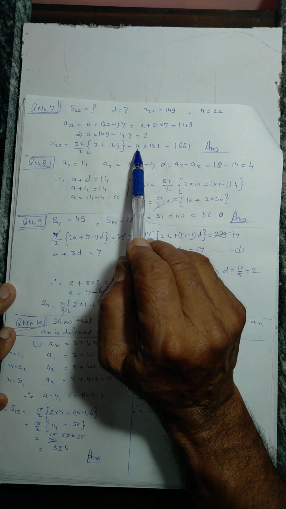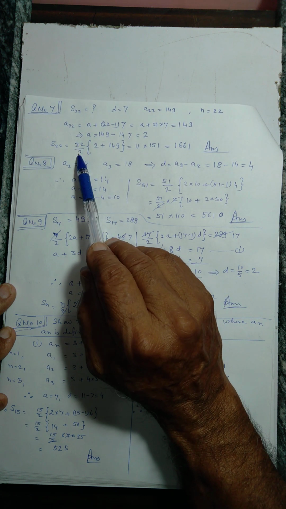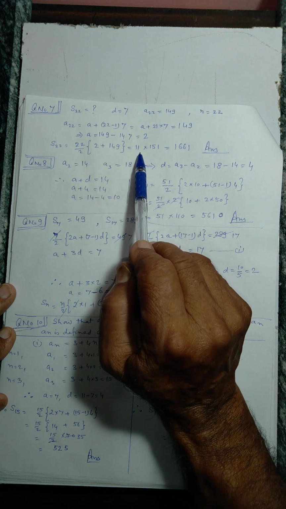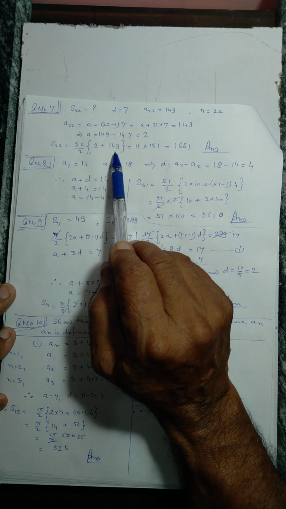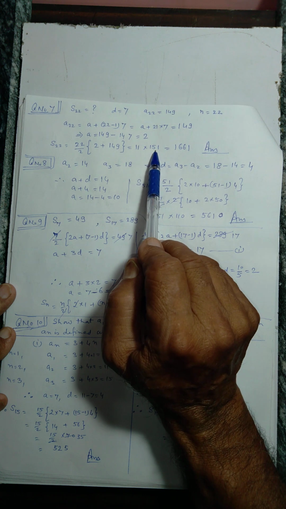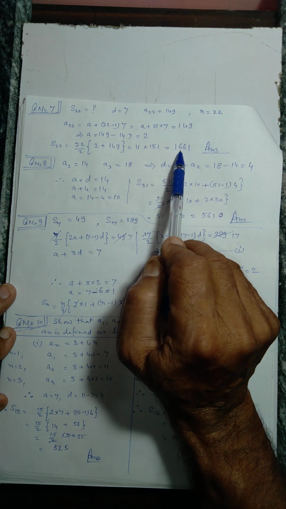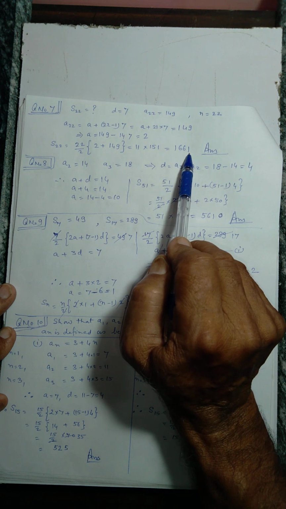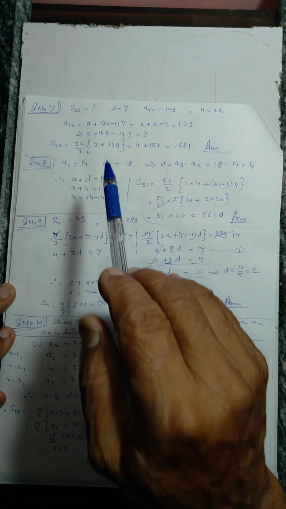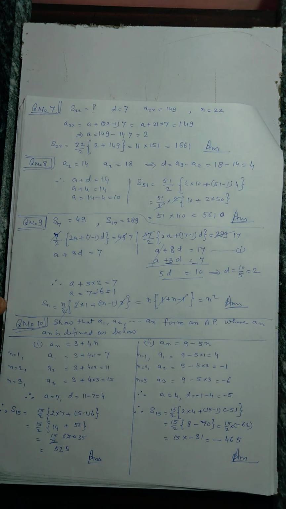Now you solve it. If you divide 22 by 2, you will get 11. And 149 plus 2 is 151. Now multiply these, you will get 1661. This will be the answer of question number 7. Now proceed to question number 8.